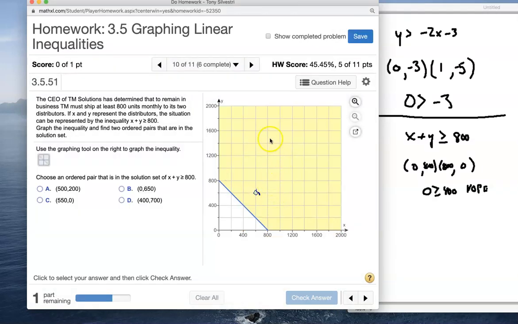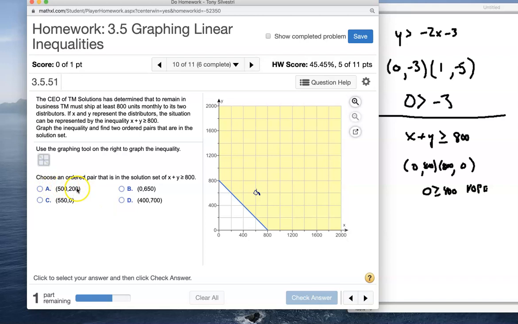That makes sense. Any point up here, take any point up here. If you add this point's coordinates, it's always going to be bigger than 800. Okay, ooh, choose an ordered pair that's a solution. They snuck that in there. So basically what we're looking for is taking the X and adding the X and Y coordinates and making sure that it's bigger than 800.